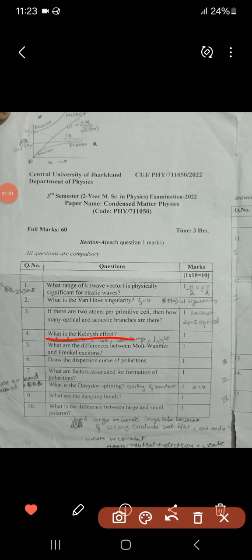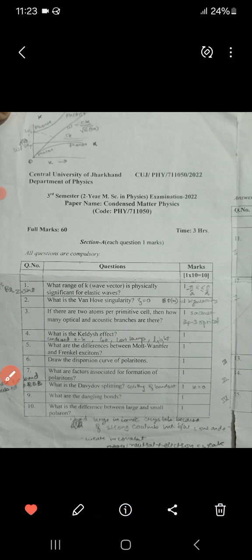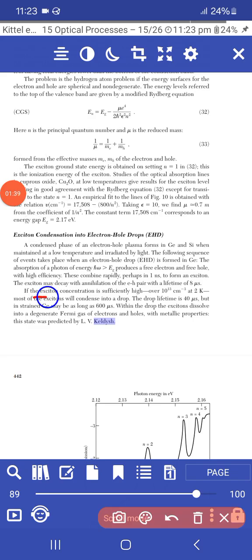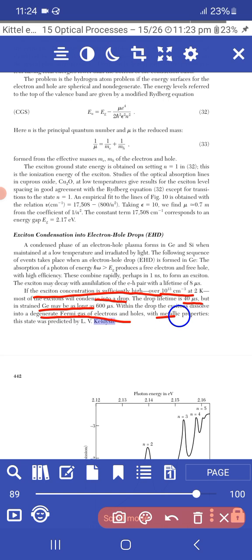What is Keldysh effect? So if the exciton concentration is sufficiently high, over 10 to the power 3 per centimeter cube at 2 K, most of the excitons would condense into a drop. The drop lifetime is 40 microseconds, but in strained Ge may be as long as 600 microseconds. Within the drop, the exciton dissolves into a degenerate Fermi gas of electrons and holes with metallic properties. This state was predicted by Keldysh.